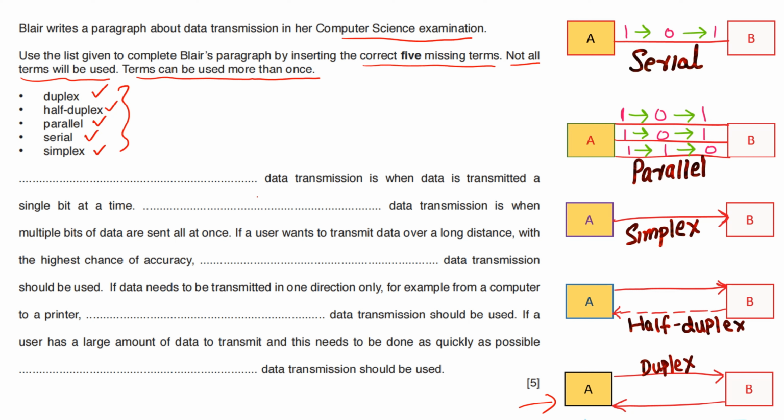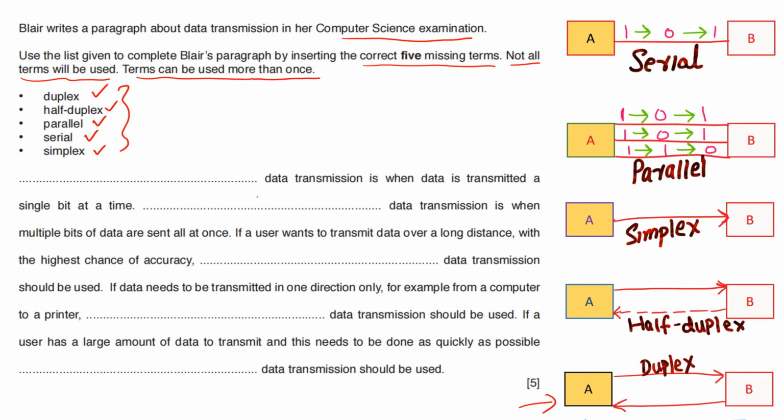The next type of data transmission is called half duplex. In half duplex, data can be sent from A to B and from B to A, but not at the same time. First, A will send the data to B, and then when A is done sending data, B will send the data back to A. Okay, so an example of half duplex is the walkie-talkie.